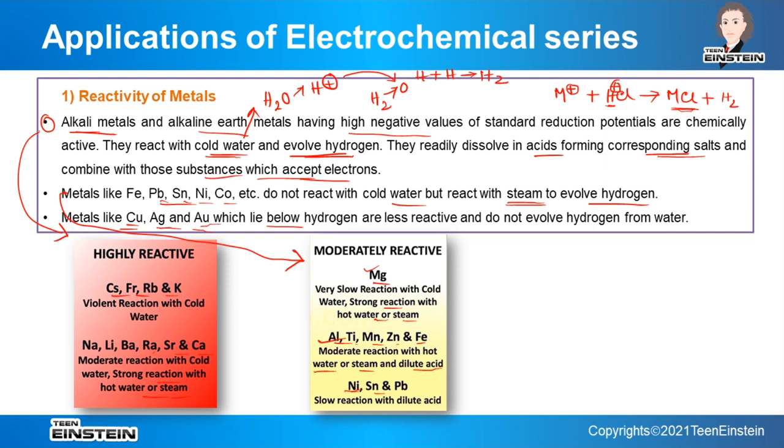That means their tendency to oxidize other systems is very high. So their reducing tendency is very low, they are very less reactive, they will always try to remain in the zero oxidation state. That is why silver and gold are so stable, less reactive, and do not evolve hydrogen from water.